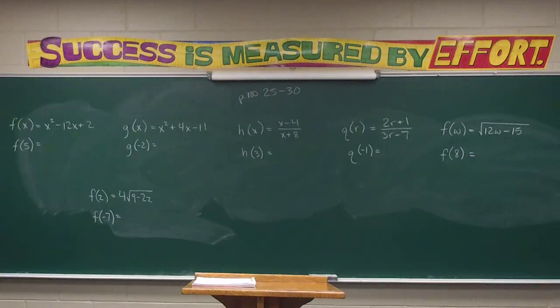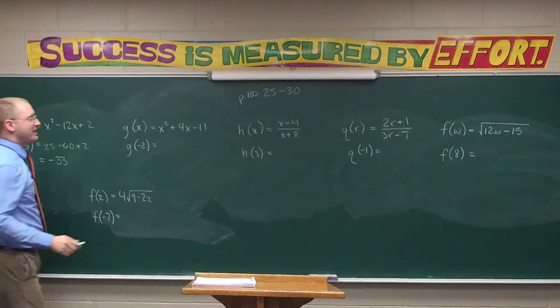Let's go and take a look at these together. We're finding f of 5. It says when x is 5. So we plug in the 5 squared, 25. We do negative 12 times 5, negative 60. And then we add 2. If you need to, use your calculator. No shame in that at all. We get negative 33. How many had that answer for number 25?